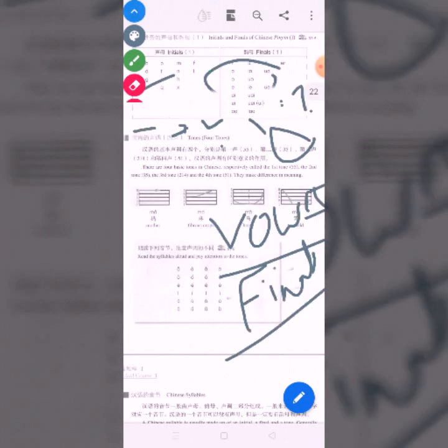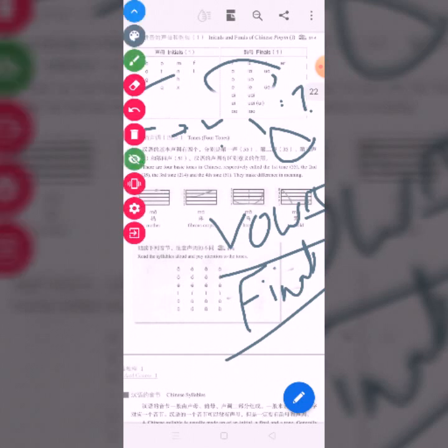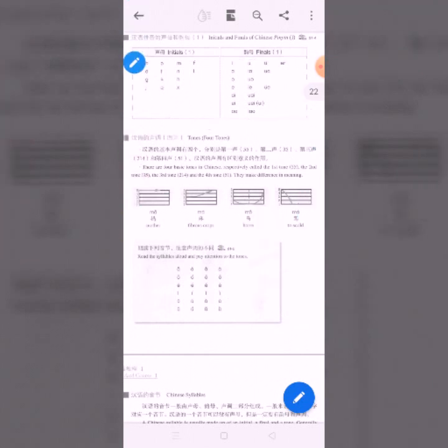Going on, we can see from here that in the next we have these four basic tones. There are four basic tones in Chinese language, respectively called first tone, second tone, third tone, fourth tone. They make a difference in meaning. As we have discussed earlier, the pronunciation as well as the meaning totally gets changed, such as ma, ma, ma, ma.